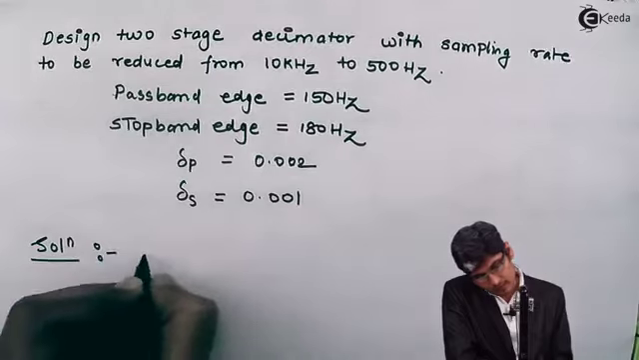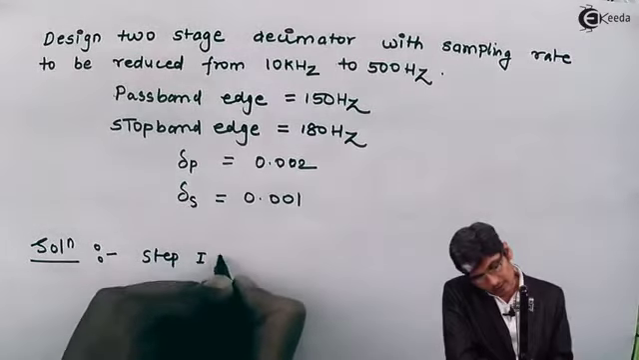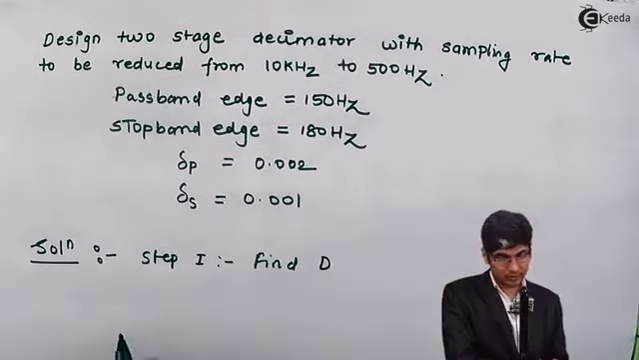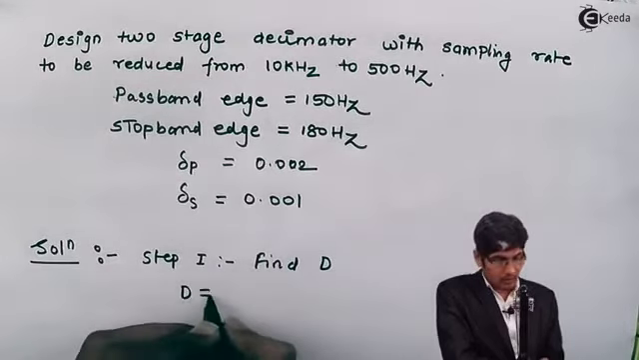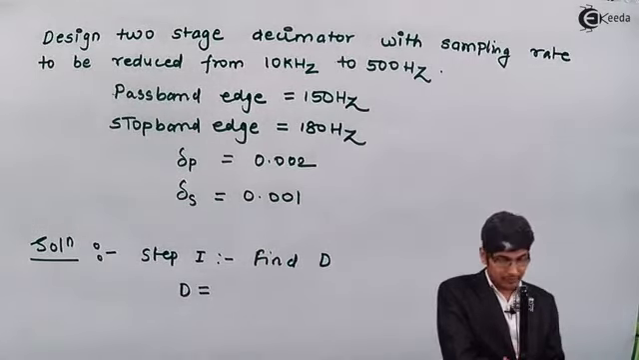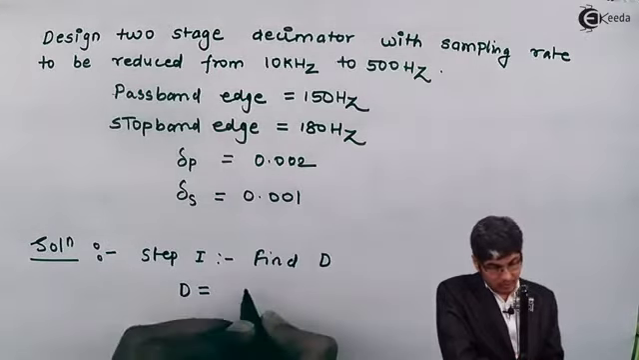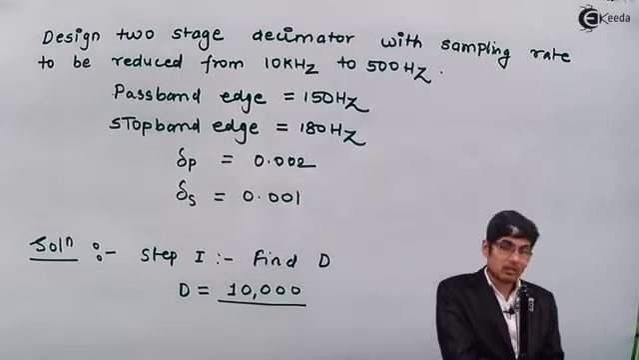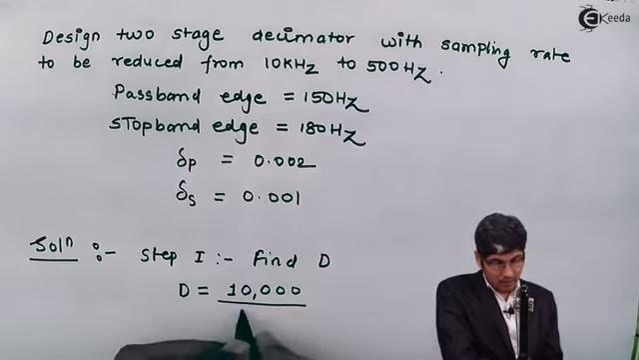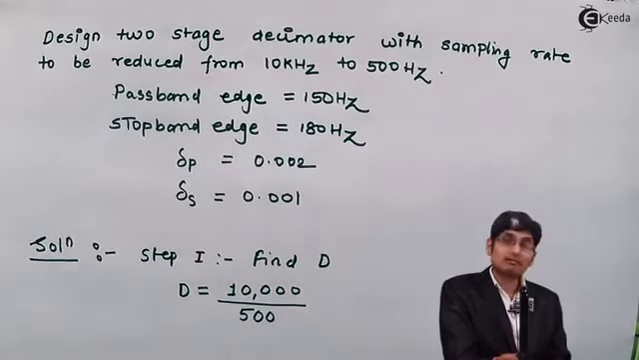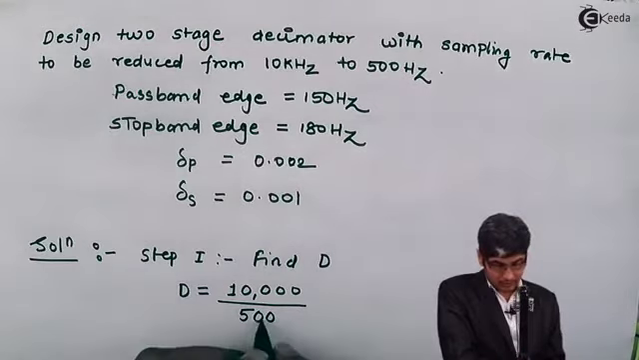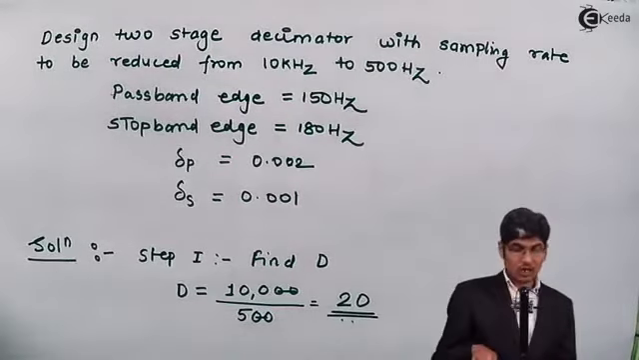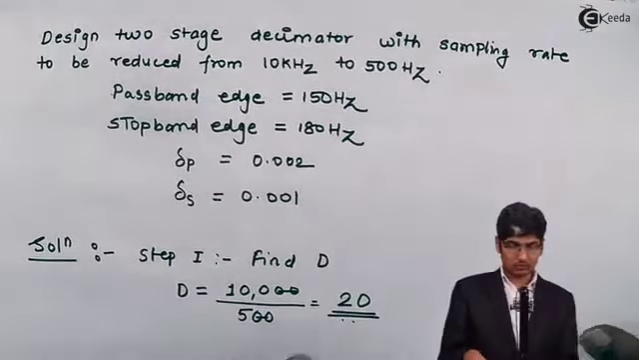Solution. Step 1 is to find D, that is, the decimation rate. To find D, I am going to divide the input frequency, 10,000 hertz, by the output frequency that I wanted, 500 hertz. What will it give me? It will give me 20. So I need to design for 20.